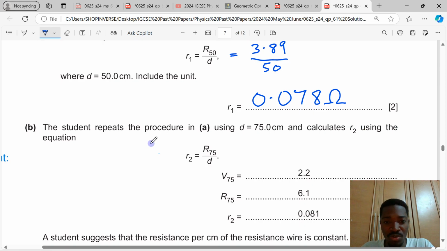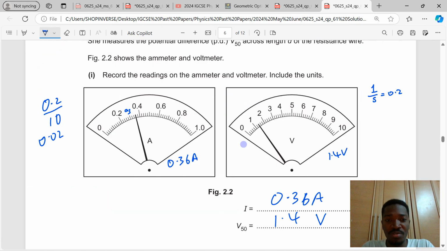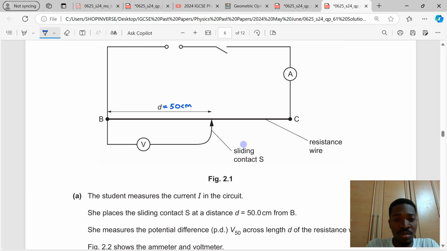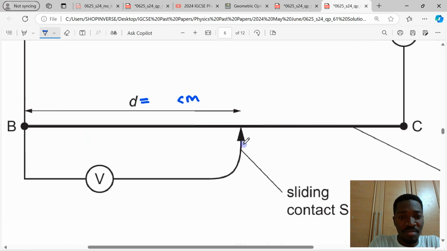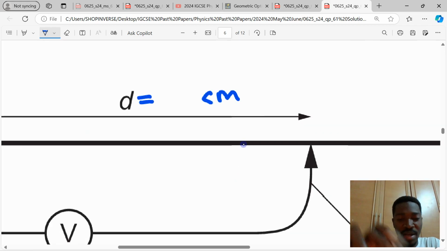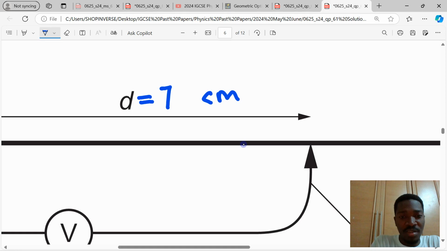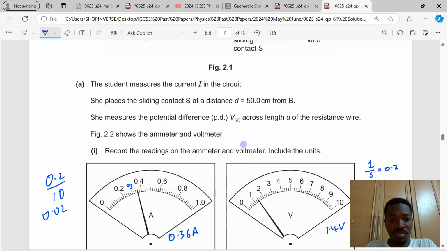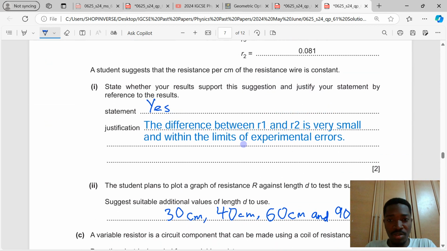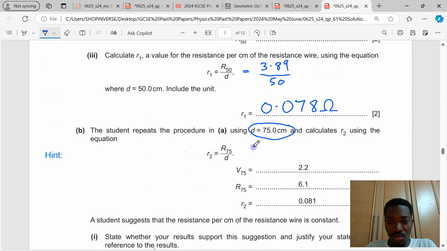And calculates R2 using the equation R2 equals R75 over D. This student is repeating the experiment and is using a distance of 75 centimeters. That's why the experiment is being repeated. Okay, so let's see what the student does while repeating the experiment. Now, this student then proceeds to calculate R2 using the equation R2 equals R75 over D.